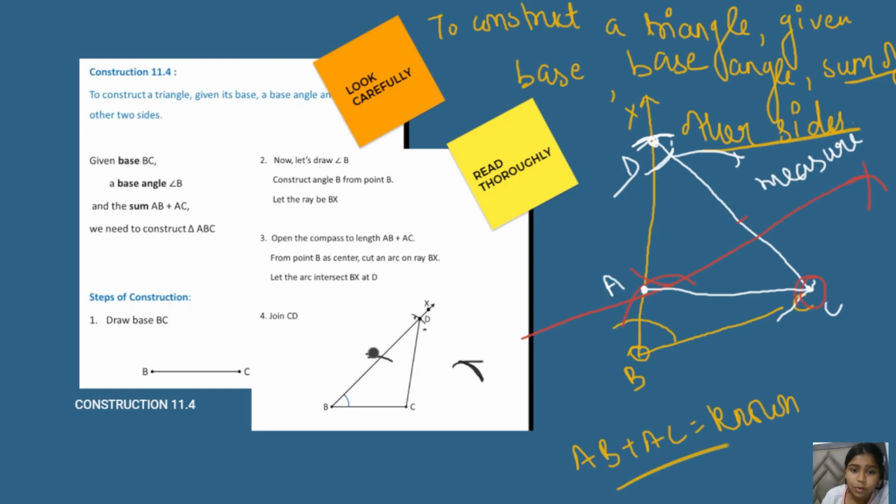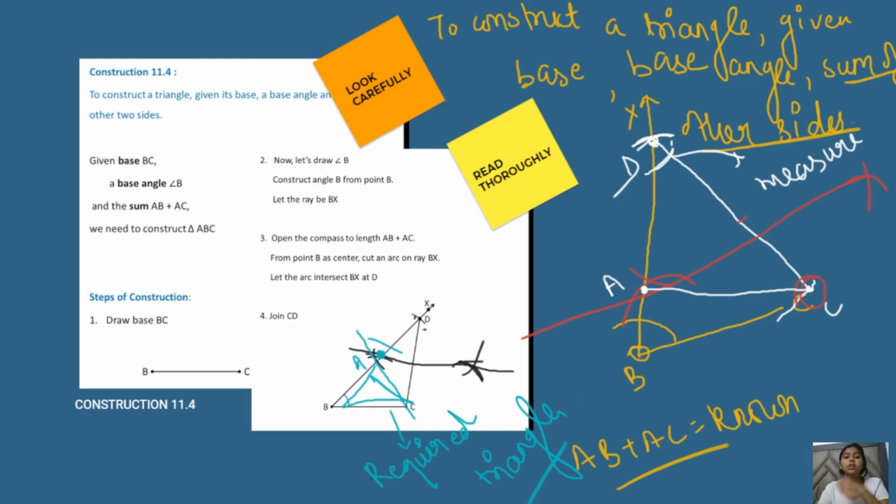Then taking B as the pointer, you have to draw an arc like this. Now this arc will meet like this, right? This is how this arc will meet. Then what you have to do is join this particular intersection point with the C point, right? And this point will be called A. So this particular ABC is the required triangle. Am I right? This is a very easy thing. You will be getting all the questions depending on these constructions only.